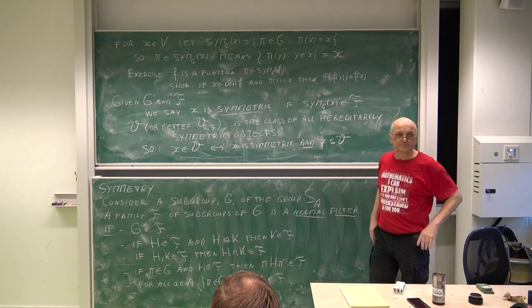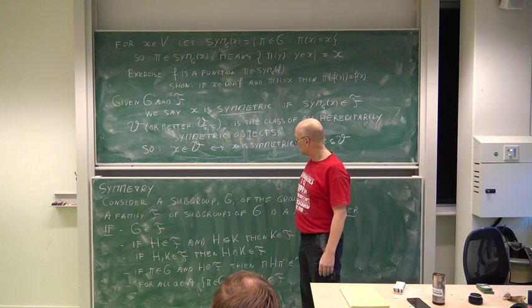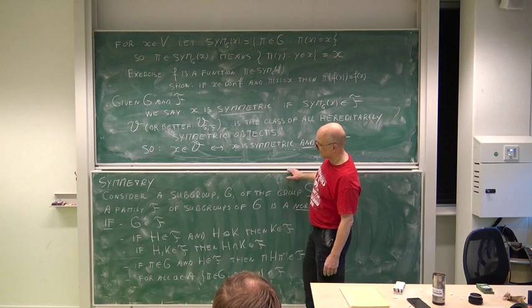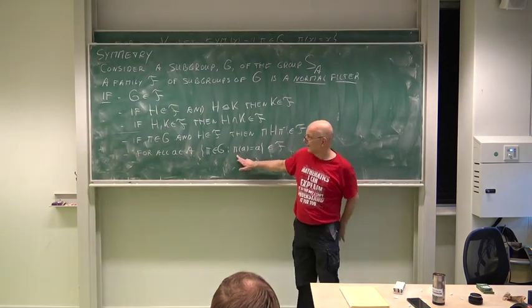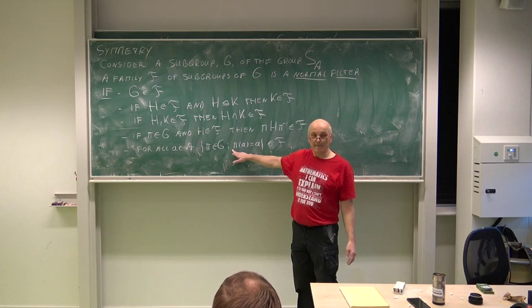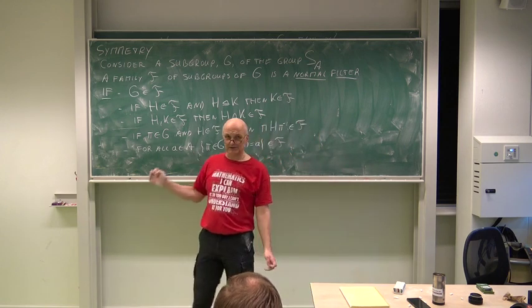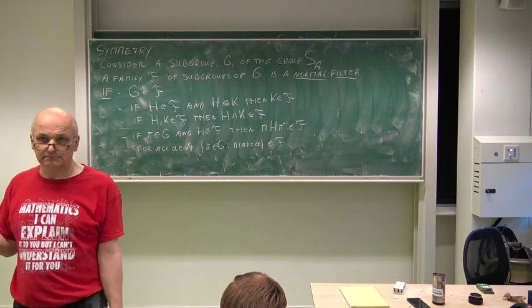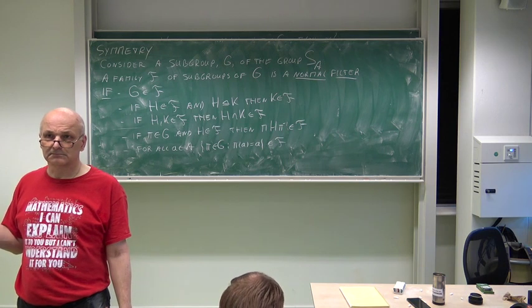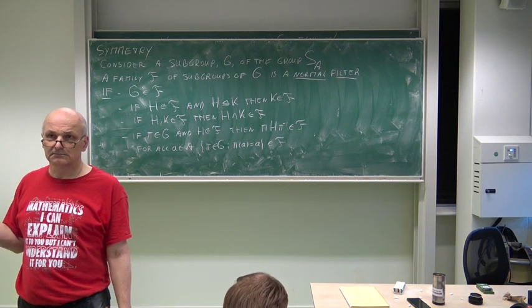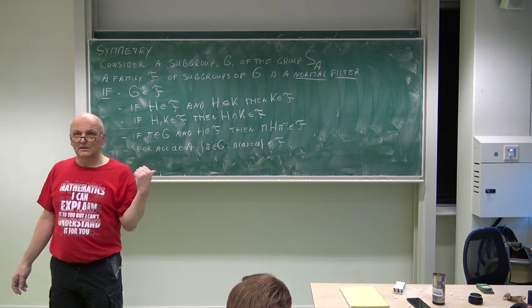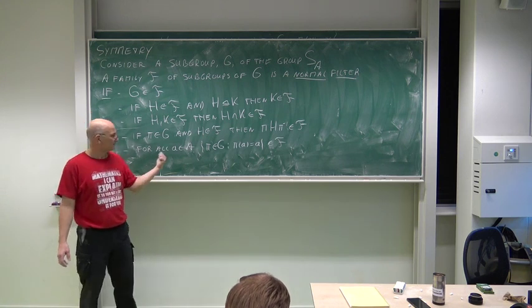The last line on the lower board, is that not part of the definition of what a normal filter is? Yeah. The stabilizers of all the individual elements are in the filter always. Does that mean that the symmetry group of every atom by definition contains G? Only the members of A. Oh, yeah. Right.